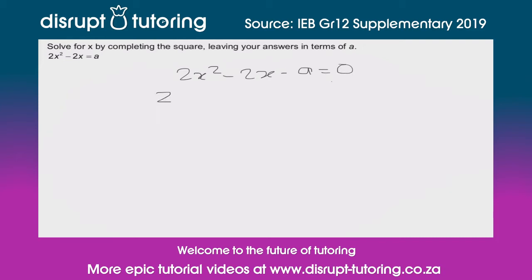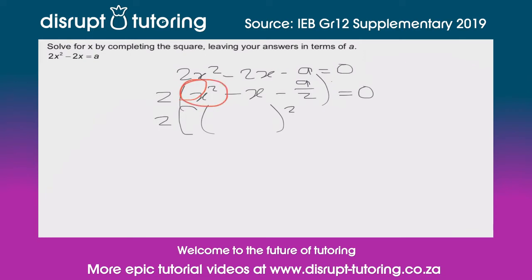Now let's pull out a 2. And that's going to be x squared minus x minus a over 2. Why did I pull out a 2? Because I want this coefficient to be 1 so that I can start completing the square. So 2, open big bracket, open up my square bracket.